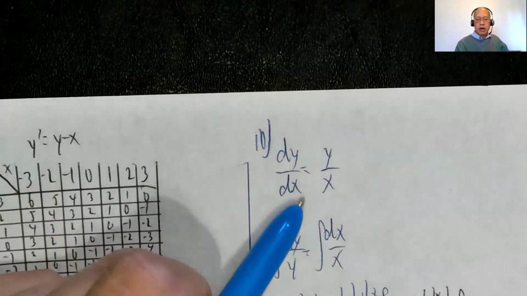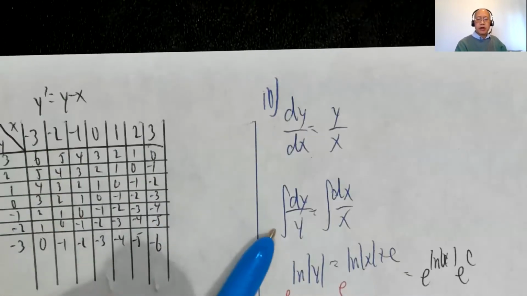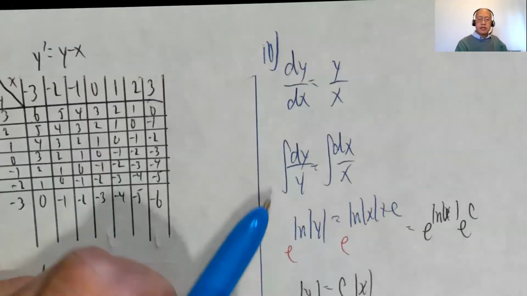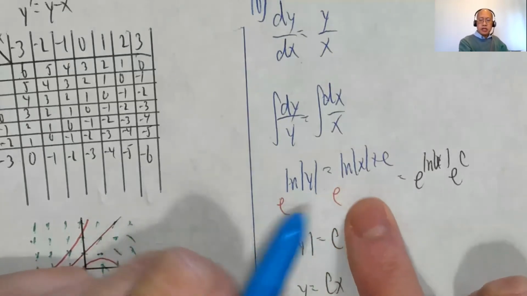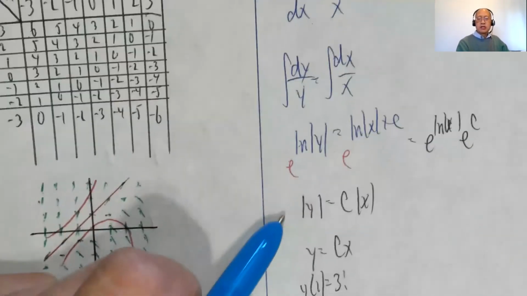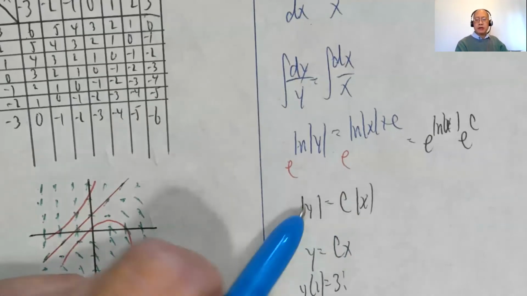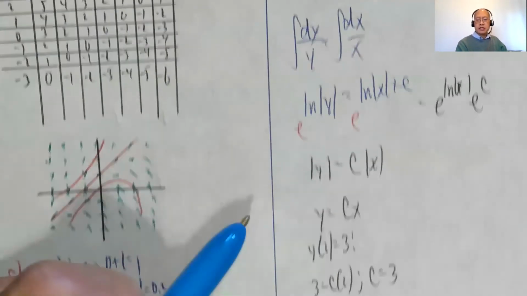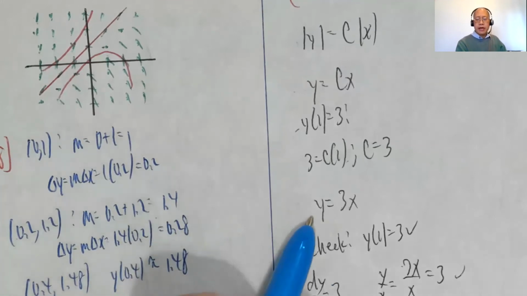10, dy/dx equals y over x. You can divide by y, multiply by dx. dy over y equals dx over x. Integrate both sides. ln absolute y equals ln absolute x plus c. Exponentiate both sides. This turns out to be e to the c, which is the same as c. So absolute value of y is c times absolute value of x. Drop the bars. We talked about that in class. y equals cx. And then y of 1 equals 3. Plug in 1, plug in 3. c is equal to 3. Final answer is y equals 3x.